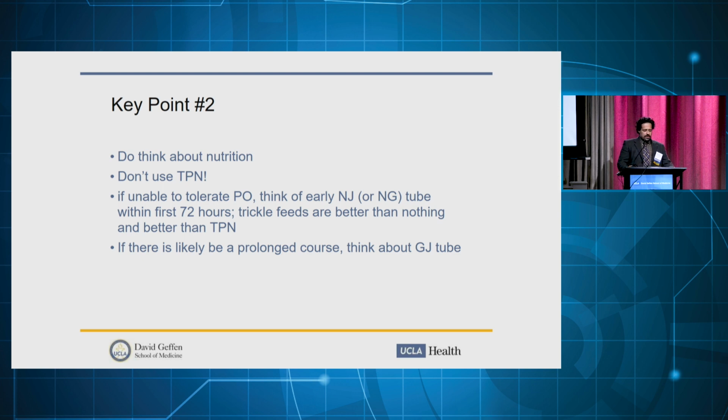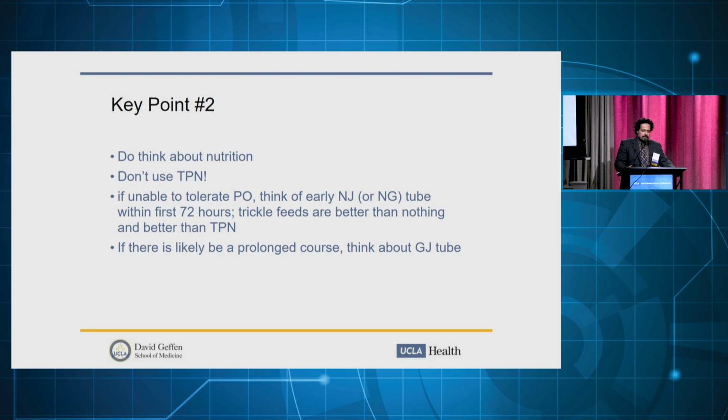If someone's unable to tolerate PO, think very early of an NJ or even an NG tube. It's unclear that enteral feeds are necessarily better, but most of us push to get an NJ in, either endoscopically or fluoroscopically. Trickle feeds are better than nothing. Even just a little bit of bowel stimulation with enteral feeds is certainly better than TPN.